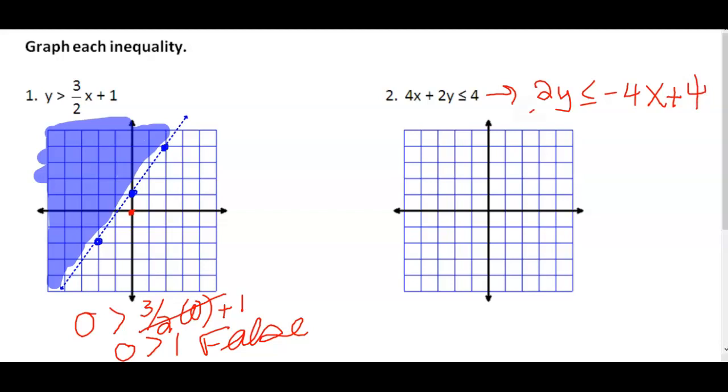And then divide by 2. When you divide by 2, you divide every single piece by 2. So y is less than or equal to negative 2x plus 2.